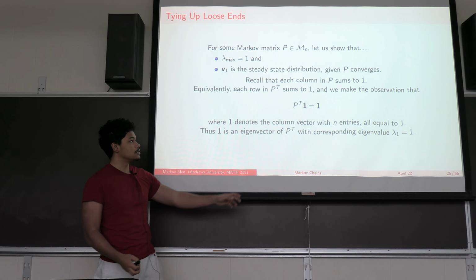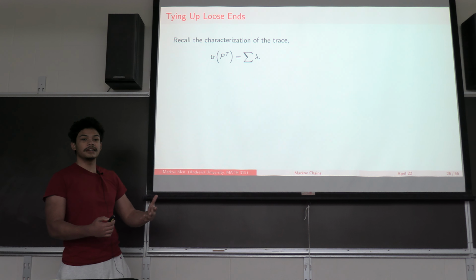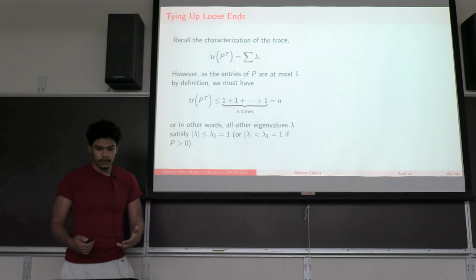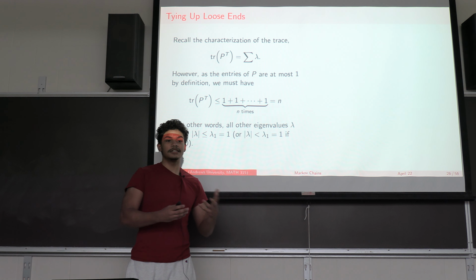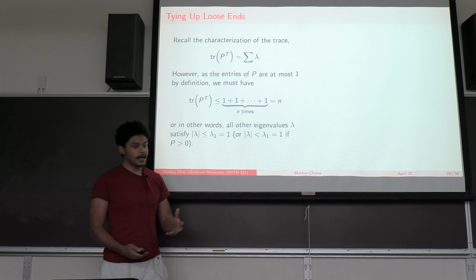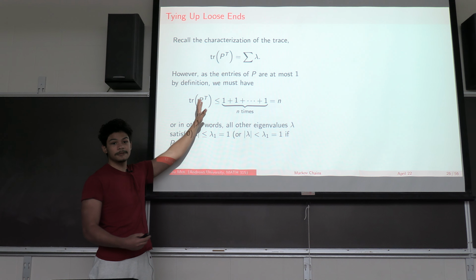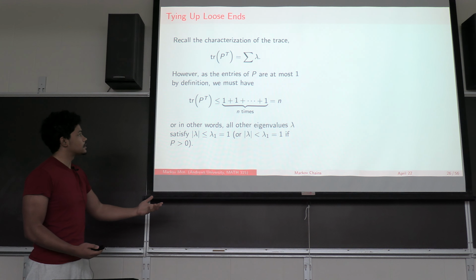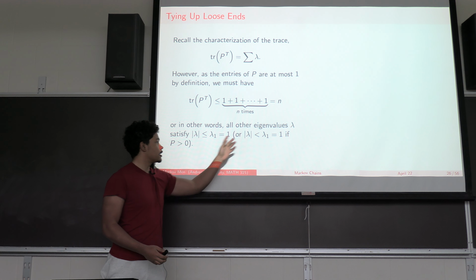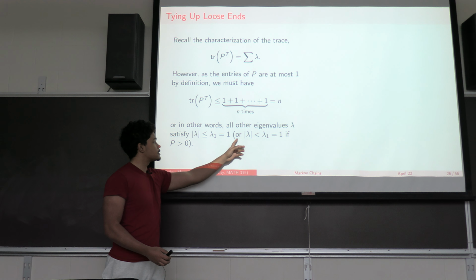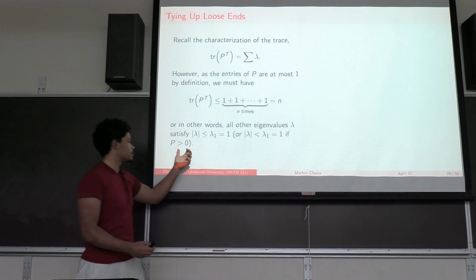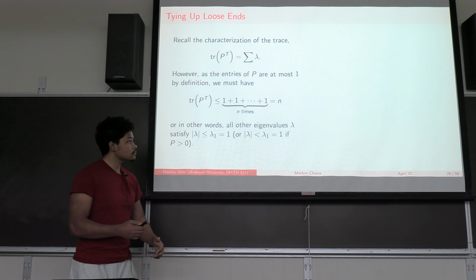Well, given the characterization of the trace that we studied this semester, we know that the trace of a matrix is simply the sum of its eigenvalues. Now, the original definition of trace is simply the sum along its main diagonal, but as each entry is at most 1, the trace of the transpose of our matrix is bounded above by summing 1 n times. So what does this tell us? This tells us that every other eigenvalue, if we have lambda 1 equals 1, is going to have magnitude at most 1, or strictly less than 1 if our matrix is strictly positive, right?